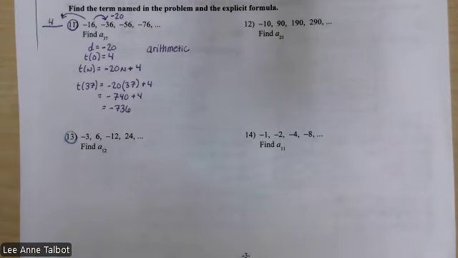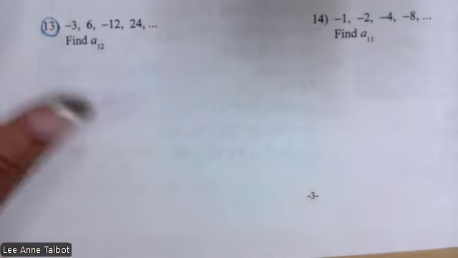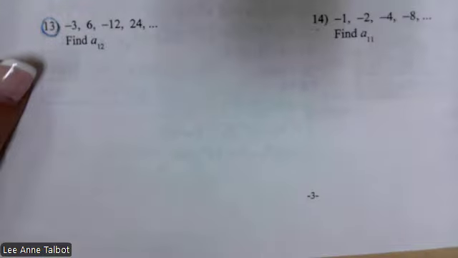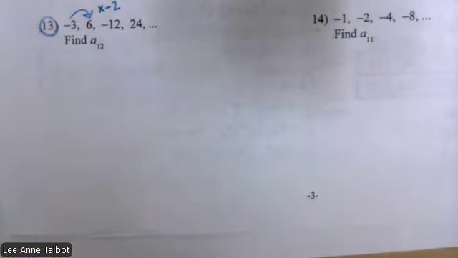What is happening in number 13? What is that? Yeah, it's multiplying by -2 each time. Is that what you said? And then you said no, but it was. Okay, so go like this, times -2. Can you guys tell it's multiplying by -2 each time?